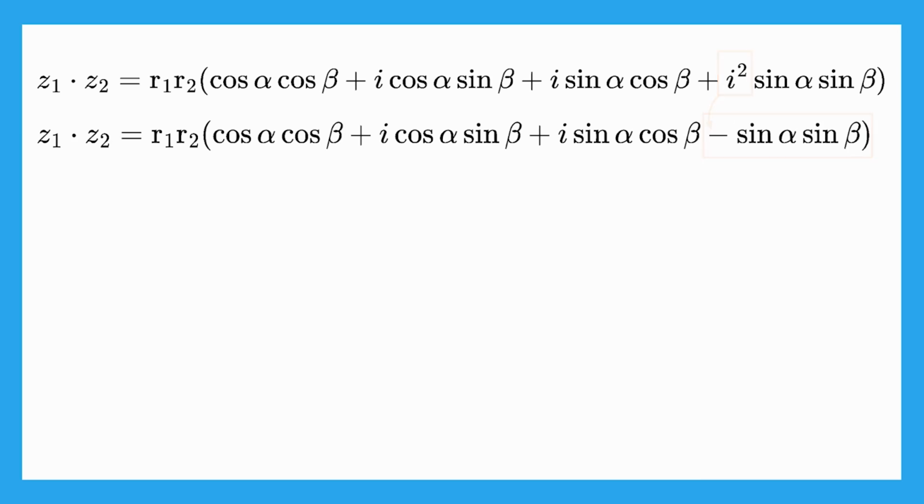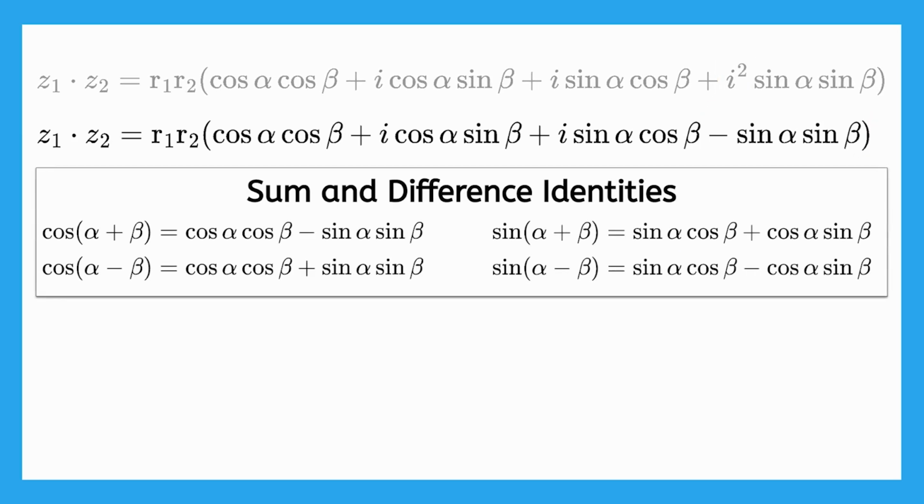At this point, in order to simplify further, we need to turn to our sum and difference identities. You worked with these identities in Unit 6 to solve trigonometric equations and prove other trig identities. Do you see any identities that we might use to simplify our current problem?